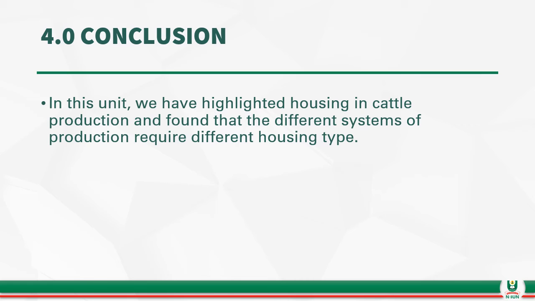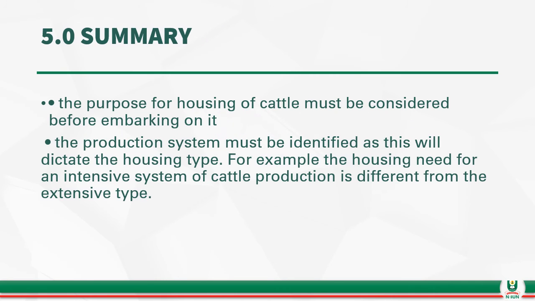In conclusion, in this unit, we have highlighted housing in cattle production and found that the different systems of production require different housing types. In summary, the purpose for housing of cattle must be considered before embarking on it. The production system must be identified, as this will dictate the housing type. For example, the housing need for an intensive system of cattle production is different from the extensive type.